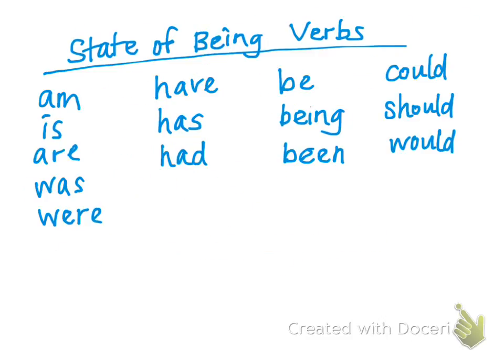And then these are the state of being verbs, the ones I was talking about. So am, is, are, was, were, have, has, had, be, being, been, could, should, would. Those are what I mean by state of being verbs, right? Because am is not really an action, but it shows what you are, who you are, that kind of thing.